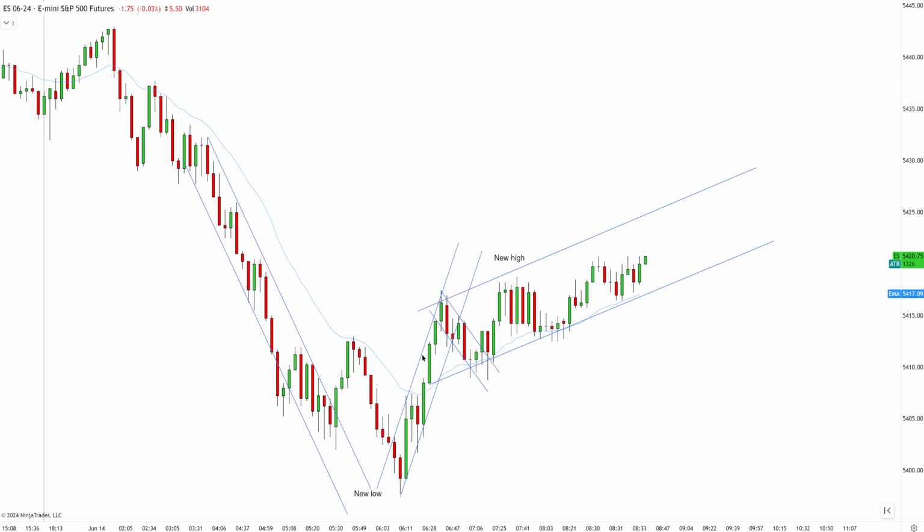So I decided to draw a spike and a channel pattern. You can see how nice it fits off of these lows. Also, it aligns with the EMA.